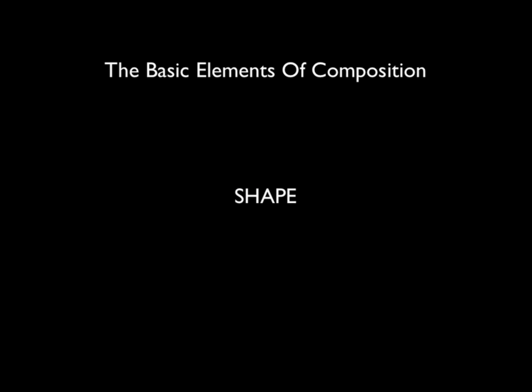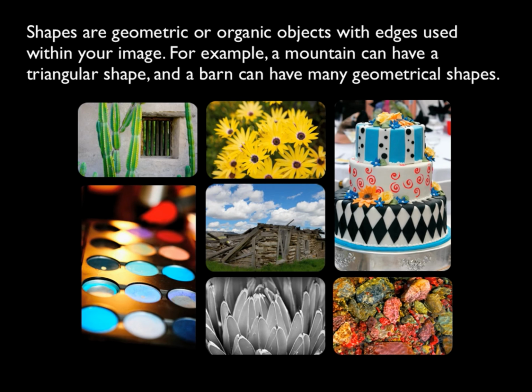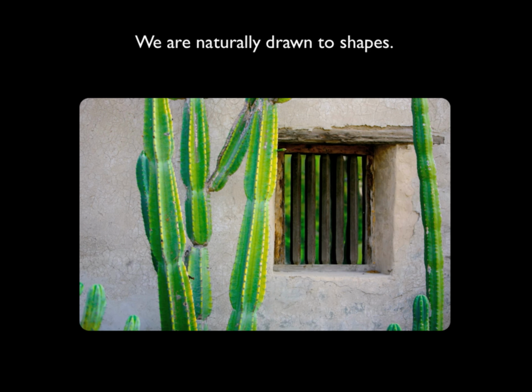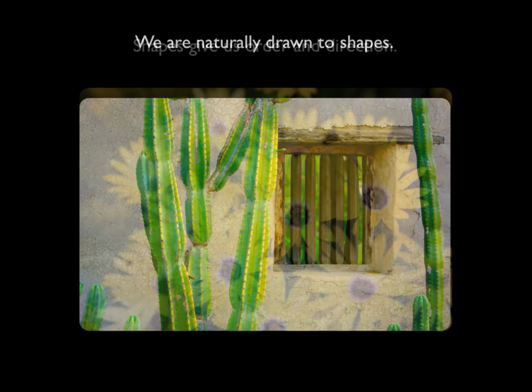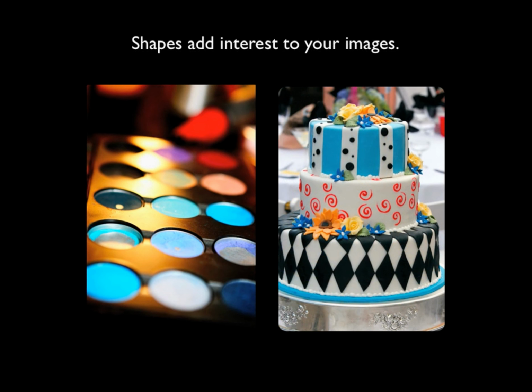Shape. Shapes are geometric or organic objects with edges used within your image. For example, a mountain can have a triangular shape, and a barn can have many geometrical shapes. We are naturally drawn to shapes. Shapes give us order and direction. Shapes add interest to your images.